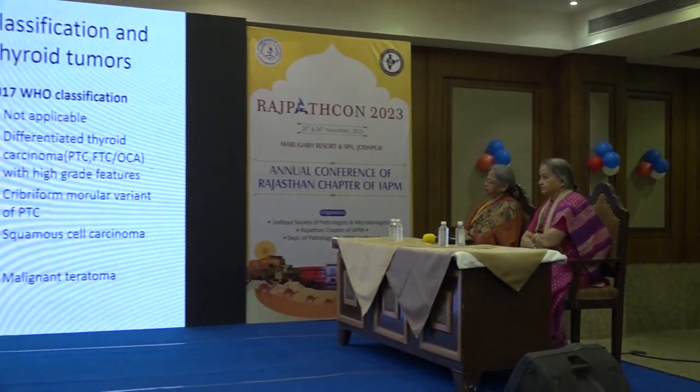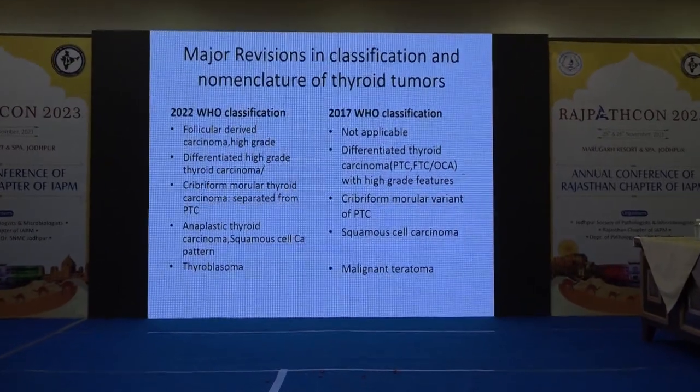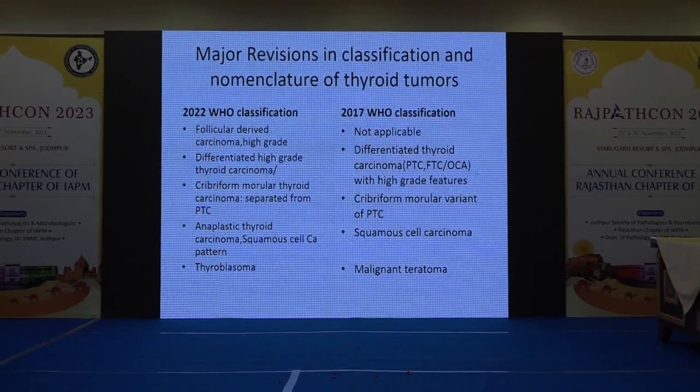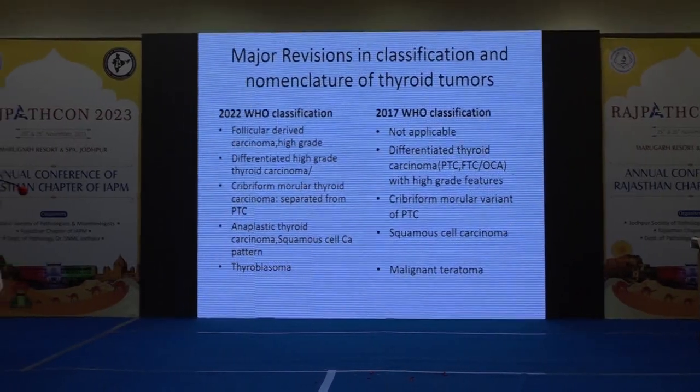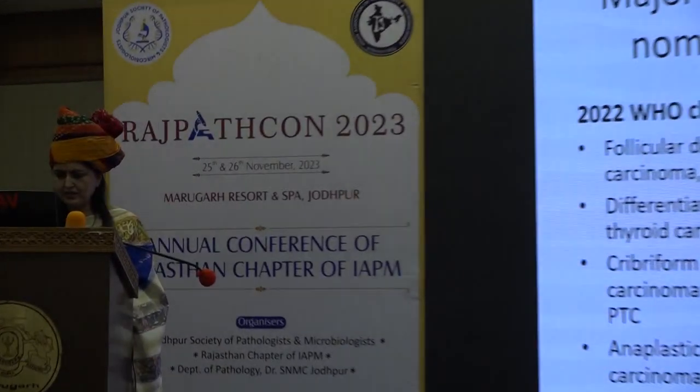Cribriform morular variant, as I said, they have separated it from PTC, and we always encounter squamous cell carcinoma of the thyroid. Previously they said squamous cell carcinoma is a different type of malignancy, but now they have said it is because of the squamous metaplasia, and it is a subtype of anaplastic carcinoma of the thyroid. And these embryonal tumors of the thyroid, previously called malignant teratoma, are now being renamed as thyroblastoma. So these are the various major revisions.